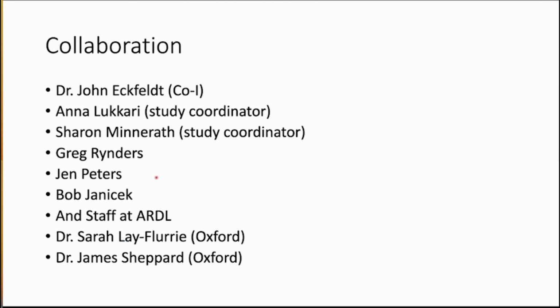So there were many people who worked with me on this project. Primarily, my study co-investigator was John Eckfeldt. Annie Lukery and Sharon Minerath were study coordinators during the study. Greg Rinders was one of the medical technologists in the ARDL lab, who was instrumental in getting the study up and running and keeping it running and keeping the quality control on track. Also Jen Peters, Bob Janicek, the manager at ARDL, many other staff at ARDL, and then I had some collaborators at the University of Oxford for this study.